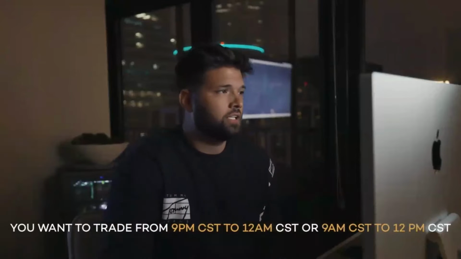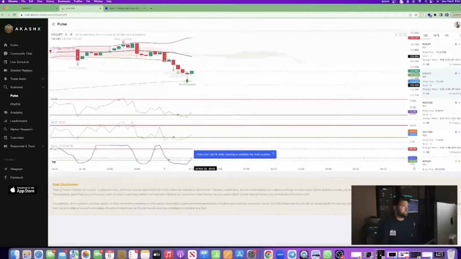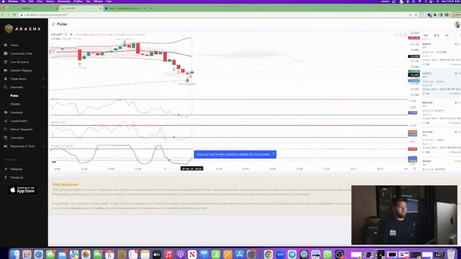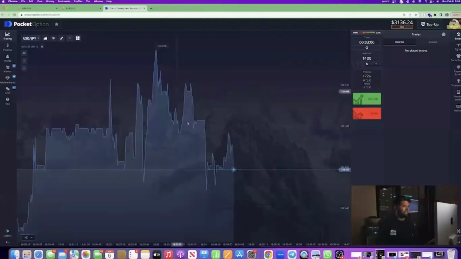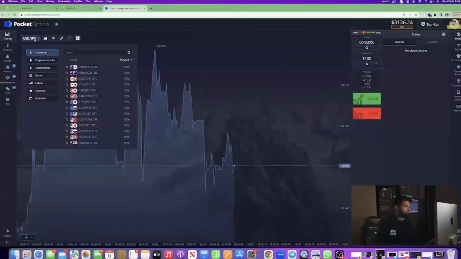or in the morning, anywhere between 9 and 12 Central Time, guys. So 9 p.m. to 12 a.m. Central Time, or 9 a.m. to 12 p.m. Central Time as well. But what we would have wanted to do here, guys, and this is actually a winning trade setup, we would have predicted that price was going to go up.